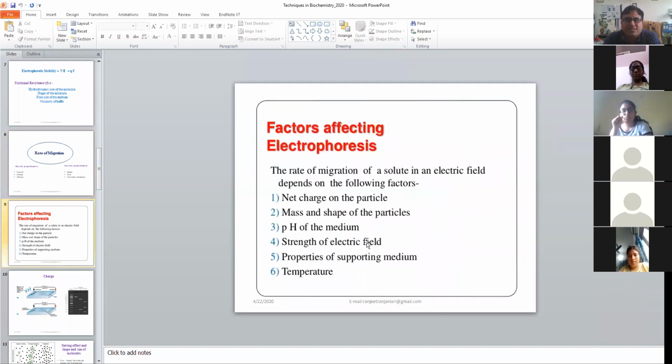So coming on to the factors which affect the electrophoresis. Since we are dealing with electrophoresis, we should know what the factors are which affect the electrophoresis.